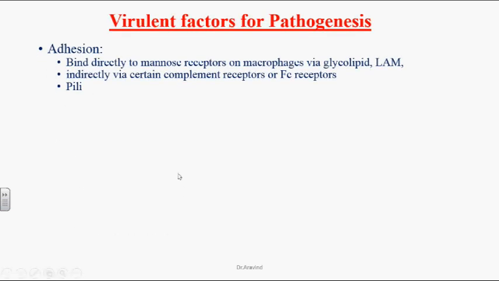So, virulence factors for pathogenesis. Adhesion. Adhesion occurs by binding to mannose receptors on macrophages with the help of glycolipids and LAM, lipoarabinomannan, and they can also attach to the Fc receptors and complement receptors that are present on the macrophages. Some of the virulent Mycobacterium tuberculosis organisms produce pili. These pili also help in attachment or adhesion to the host cells.